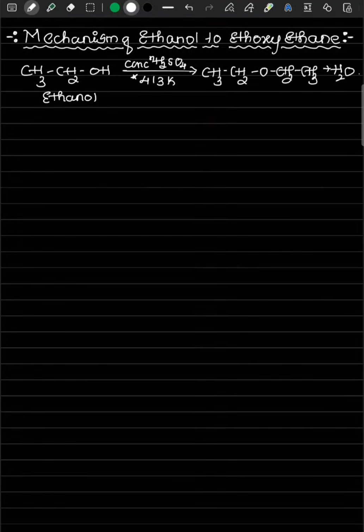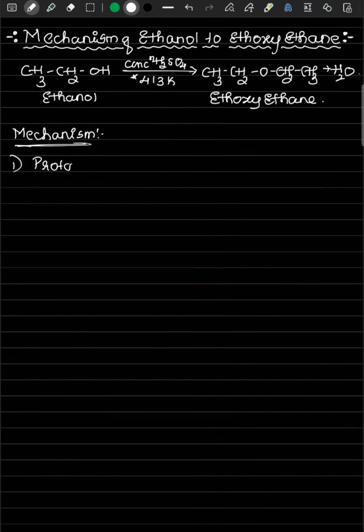So this entire mechanism proceeds in 3 steps. Let us jump into the mechanism and see how it works. This name is ethoxy ethane. So the mechanism proceeds in 3 steps. The first step is the protonation of alcohol. That is, you can say protonation of ethanol, because I am considering ethanol as an example of alcohol here. So this is your first step.